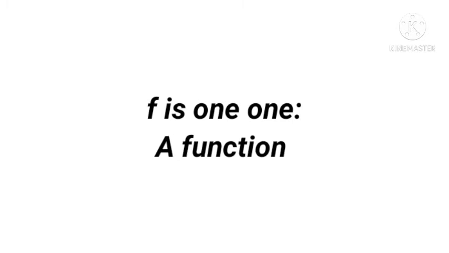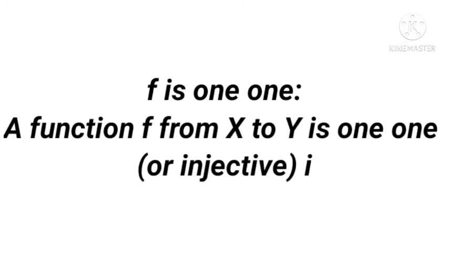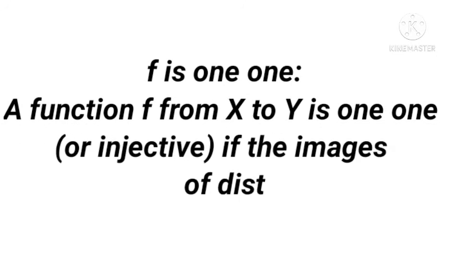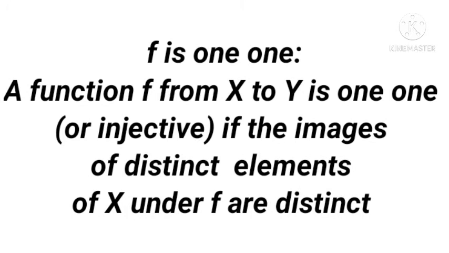So, students, we can define a function as one-one as follows: a function f from the set X to another set Y is one-one or injective if the images of distinct elements of X under f are distinct. That's very important. Images of distinct elements are distinct, then it is known as one-one. Otherwise, it is known as many-one. Okay.